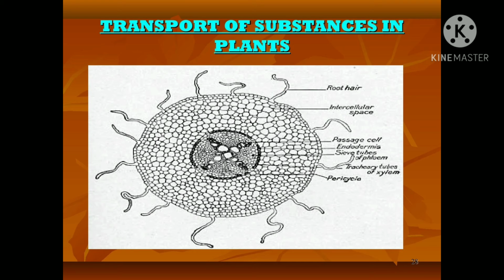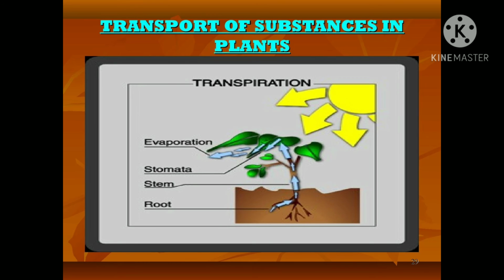Those are the root hairs. We can see intercellular spaces, the xylem passage cell, and sieve tubes. This is the mechanism of transportation in plants. Now transpiration: you can see the water is absorbed by the roots and goes to the stem, after this towards the stomata, and then evaporation is done.